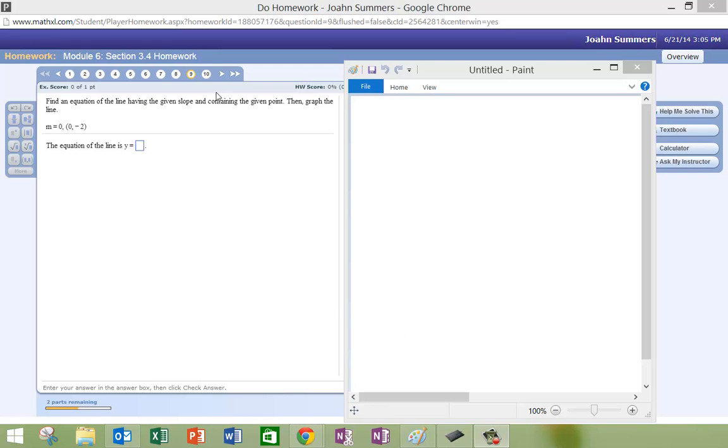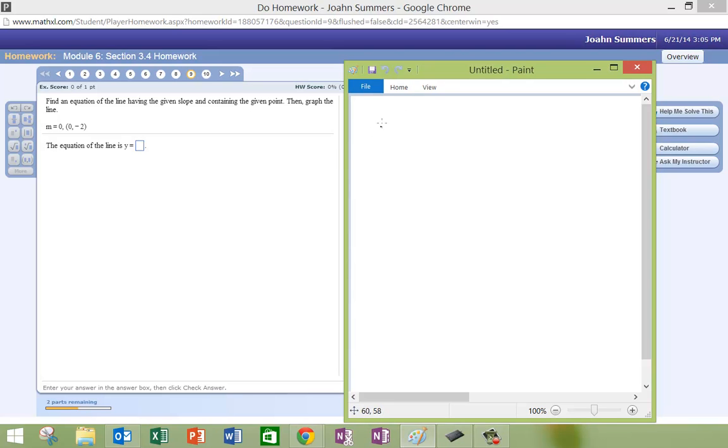Solving number 9 in section 3.4 homework in College Math 2. The problem says to find an equation of the line having the given slope and containing the given point. Then graph the line. Okay, so our slope is 0, and our point is 0, -2.